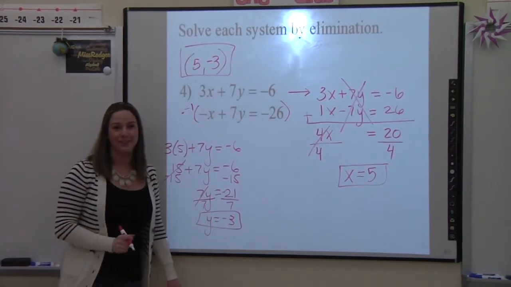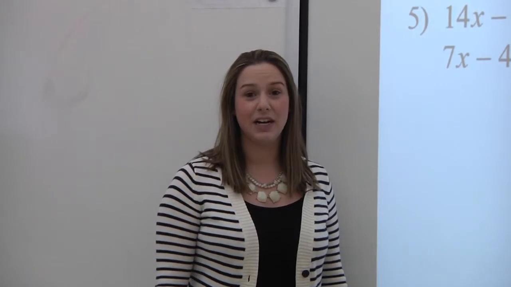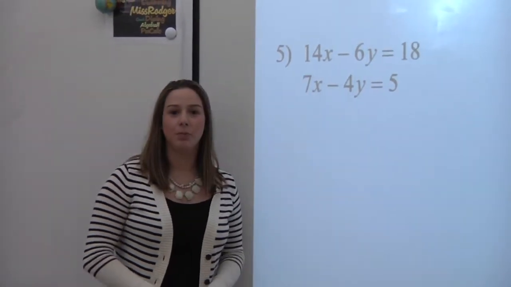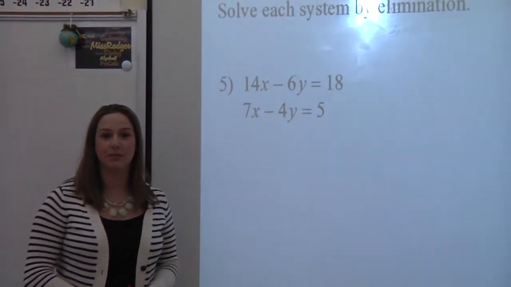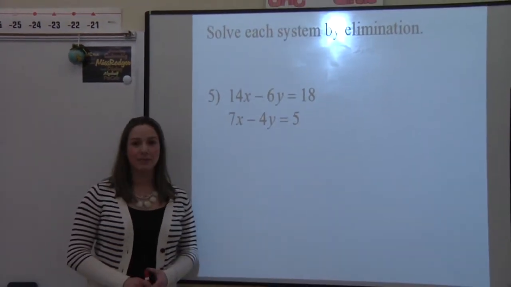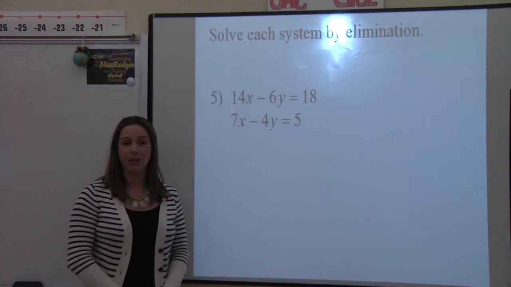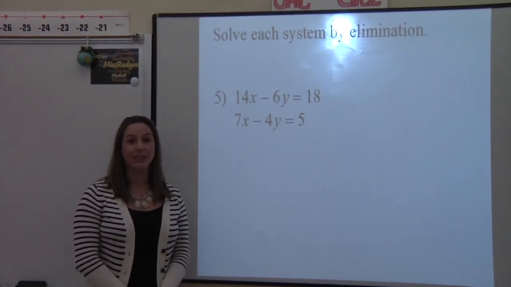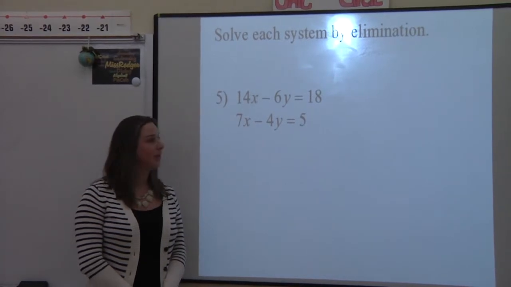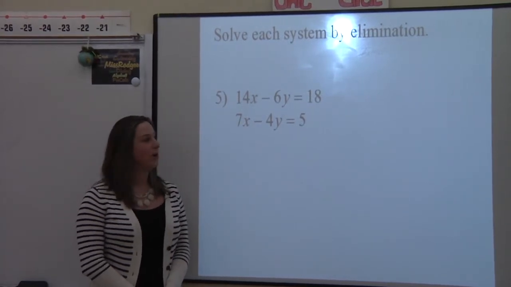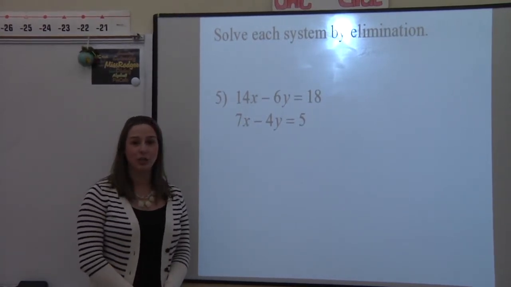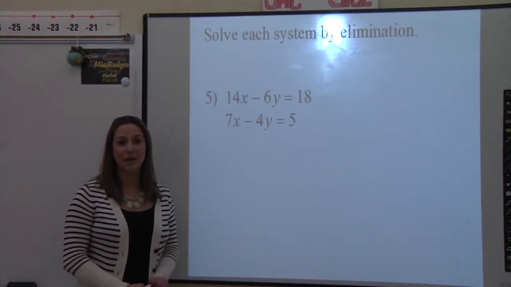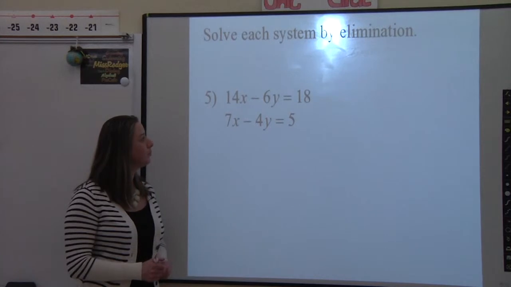Let's take a look at our third type of elimination problem. Our first problem, we were able to add down and one of the variables eliminated. The second type of problem, we were able to multiply one equation by -1 and one of the variables eliminated by adding down. This is our third type of problem. How can we make it look like the first type of problem where we were able to add down and eliminate a variable?